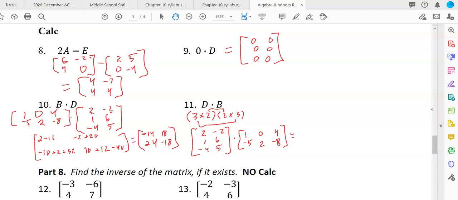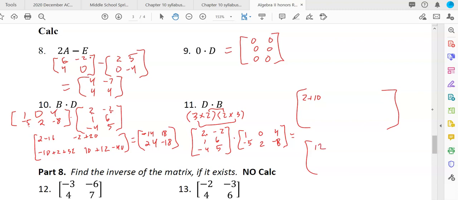Okay, so I'm going to do this one first. It's top row, so 2 times 1 is 2. Negative 2 times negative 5 is plus 10. This is the first term. It will be 2 plus 10 is 12, I think.